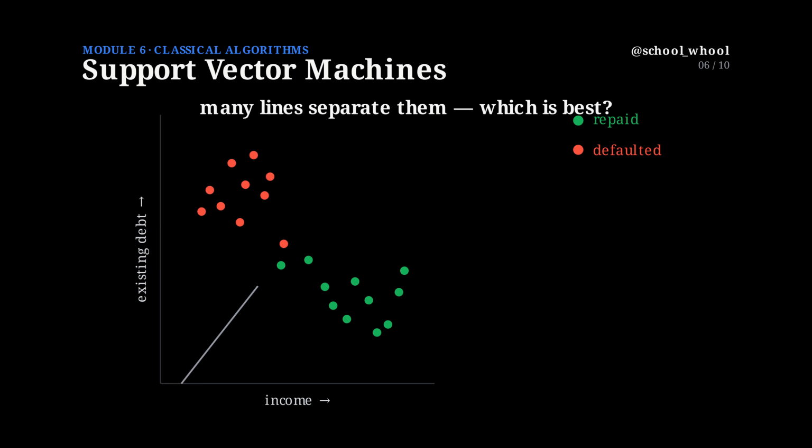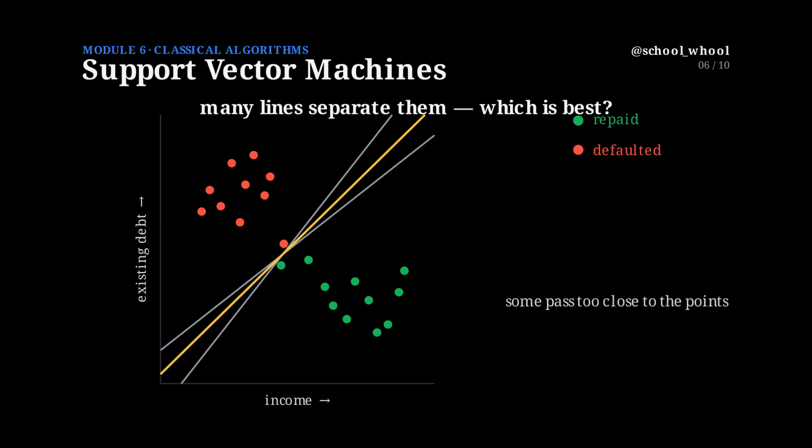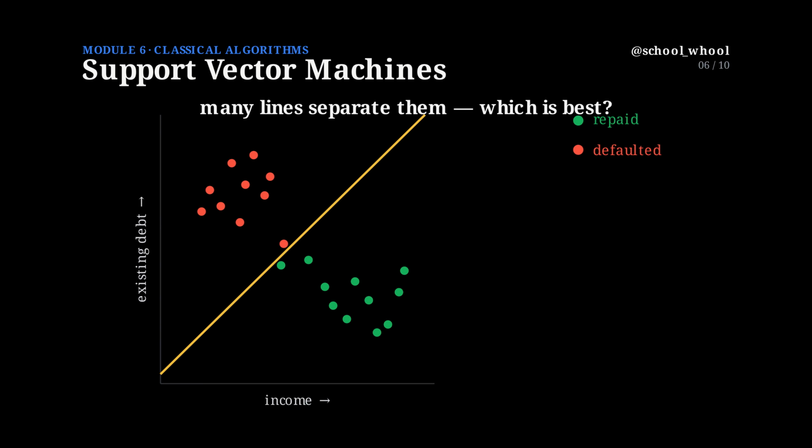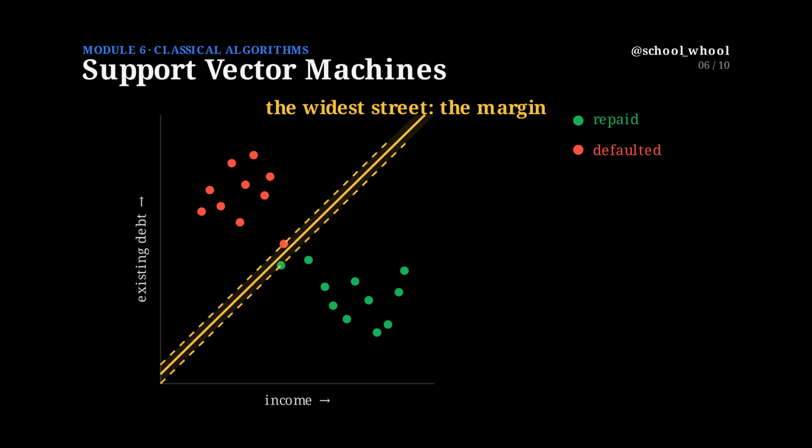Here are our two groups again, with a clear gap between them. Look, this line separates them. So does this one, and this one. Every one of them gets the training data perfectly right, but some pass dangerously close to the points. The support vector machine picks the line with the most breathing room on both sides. Think of it as the widest possible street you can drive between the two groups. The center line of that street is the decision boundary, and the width is called the margin.